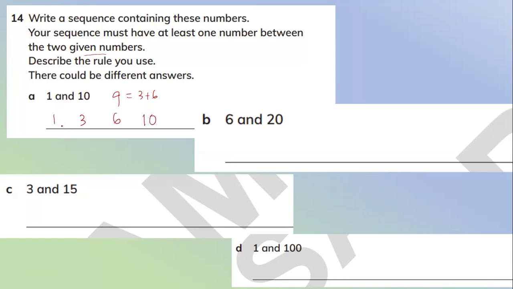1 and 3, we add 2. 3 and 6, we add 3. 6 and 10, we add 4. Our term-to-term rule is add one more each time.